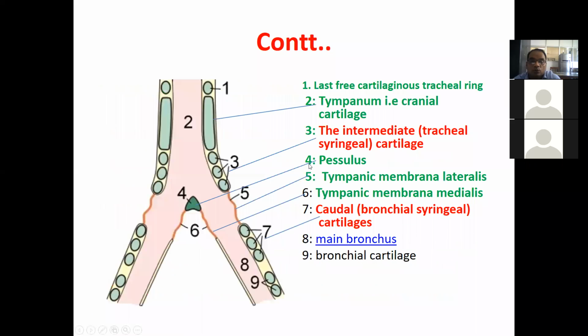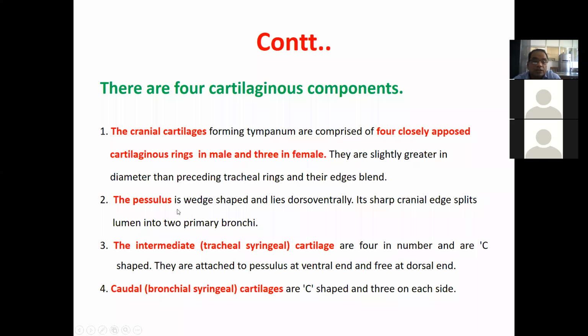You see this one is the fasciculus here. This one is the fasciculus. This is the wedge shaped structure. This one is called the fasciculus. What is this fasciculus? This fasciculus is a wedge shaped structure, and it lies dorsoventrally. And its sharp cranial edge splits the lumen into the two primary bronchi. So, with the help of the fasciculus, the trachea is divided into the two primary bronchi.